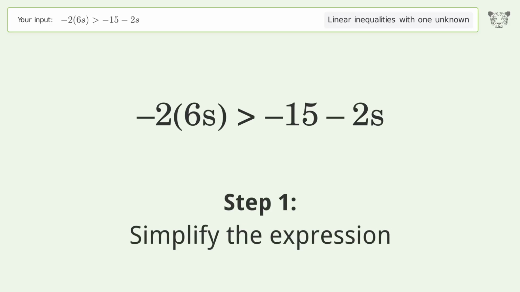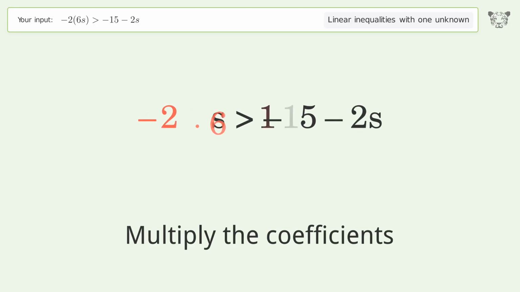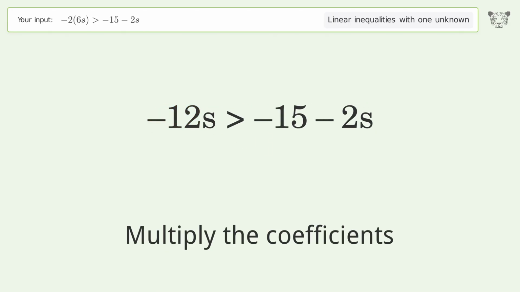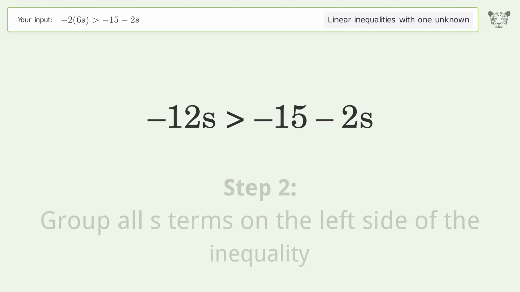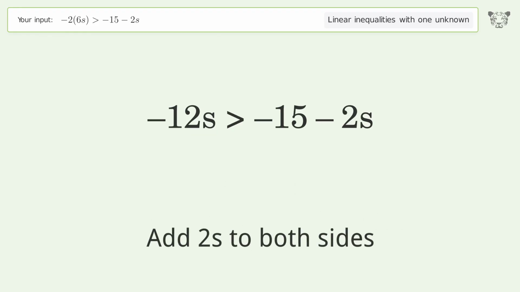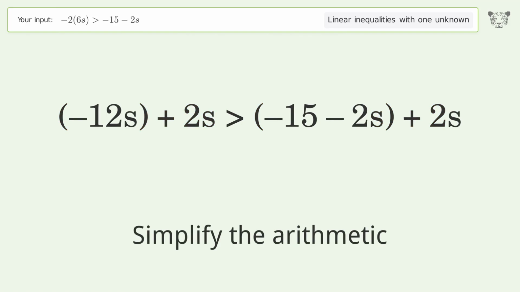Simplify the expression. Multiply the coefficients. Group all s terms on the left side of the inequality. Add 2s to both sides. Simplify the arithmetic.